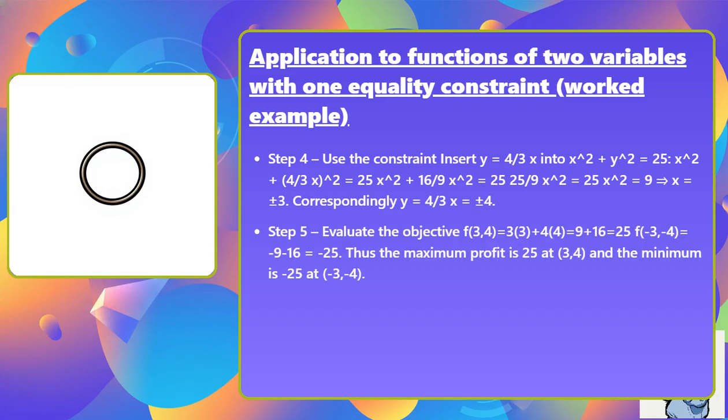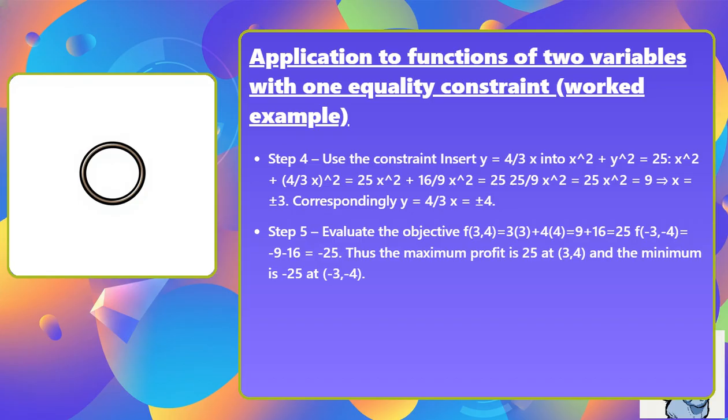Step 5. Evaluate the objective. F of (3, 4) equals 3 times 3 plus 4 times 4, which is 9 plus 16 equals 25. F of (negative 3, negative 4) equals negative 9 minus 16 equals negative 25. Thus the maximum profit is 25 at the point (3, 4), and the minimum is negative 25 at (negative 3, negative 4).